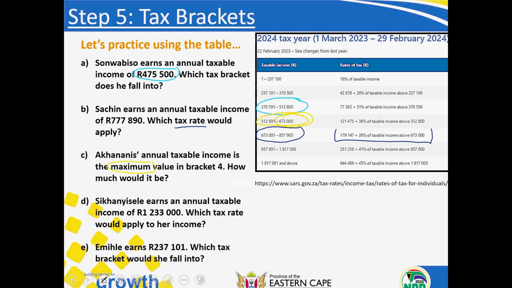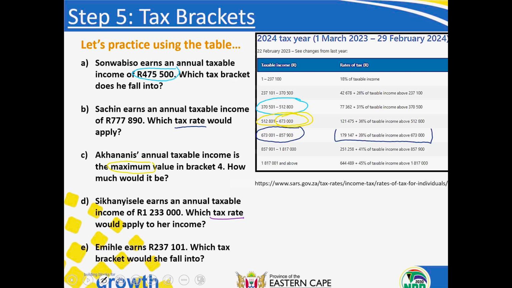Sikanisile earns an annual taxable income of 1,233,000 Rand. Which tax rate would apply to her income? Emphasis on tax rate. There is no harm at all in you underlining key words and phrases on your examination paper to help you guide yourselves to the correct answer.